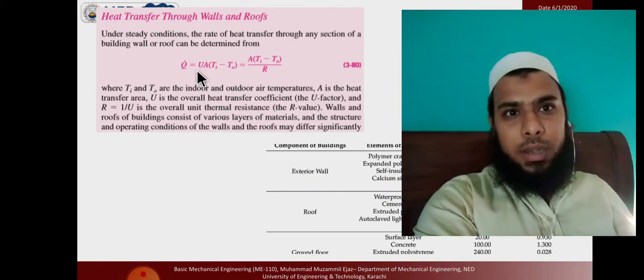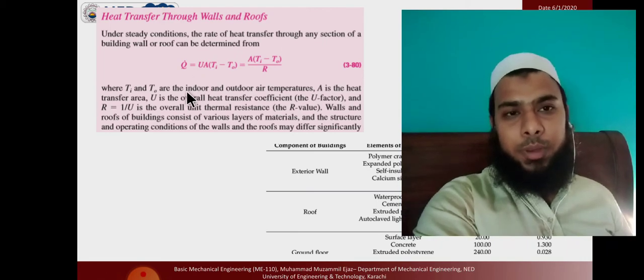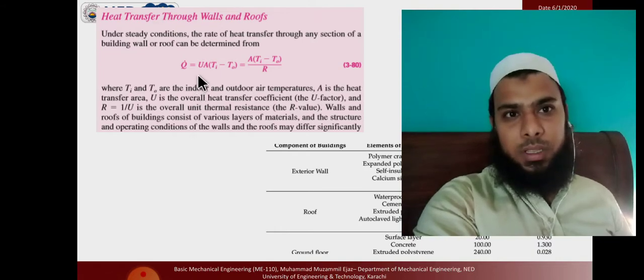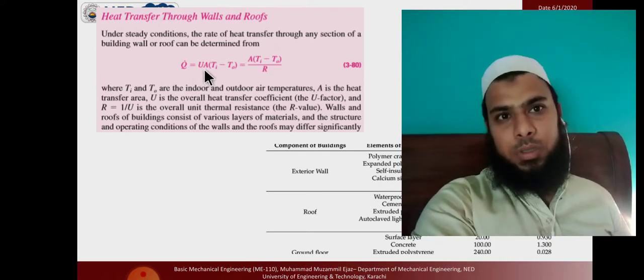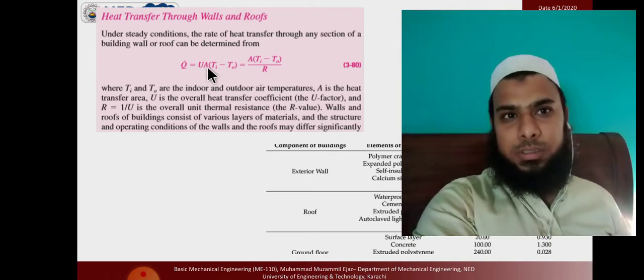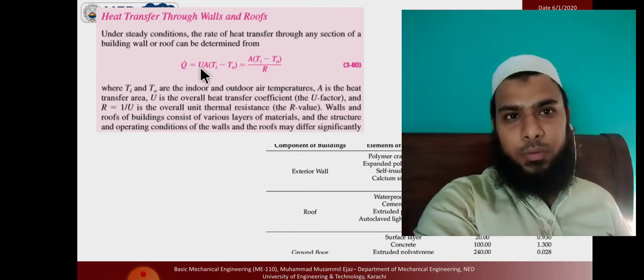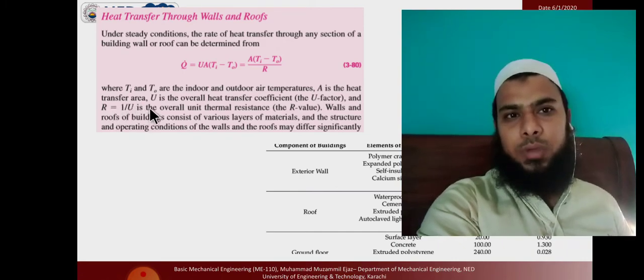Like in conduction heat transfer, the resistance formula becomes L over K, thickness over thermal conductivity. And if we are talking about convection, it will become 1 over h, because area is not included in the resistance. So the resistance formula is like this. And for the overall heat transfer coefficient, 1 over R is U. You can write R is equal to 1 over U, or U is equal to 1 over R.